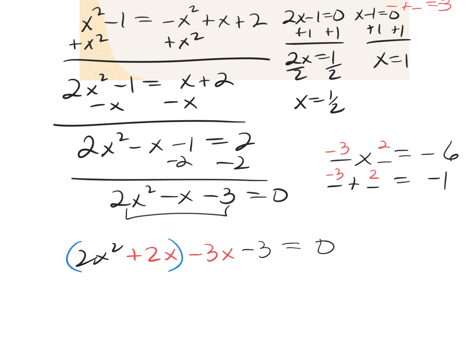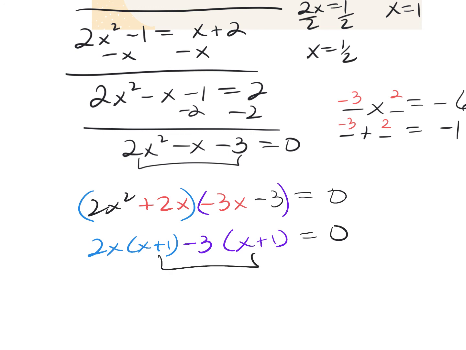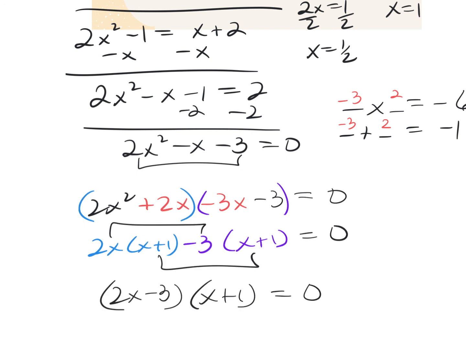So blue group, I'll do a purple group. GCF of blue is 2x, so x plus 1. GCF of purple is going to be -3. Because again, once you do this factor by grouping, these two need to look the same. So x plus 1, and then put these two together and set it equal to 0.